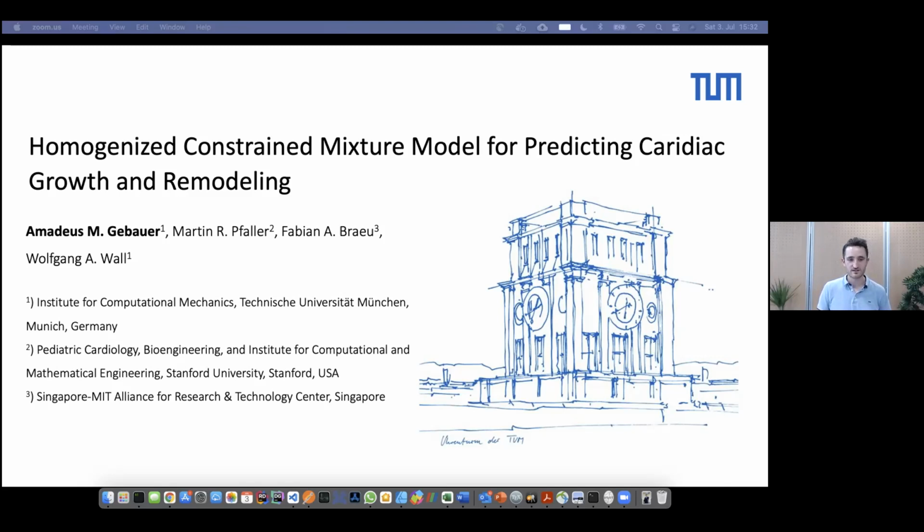I'm a PhD student at the Institute for Computational Mechanics at the TU in Munich, and in this work I have several partners and supervisors: Martin Pfaller, Fabian Braeu, and Wolfgang Wall.